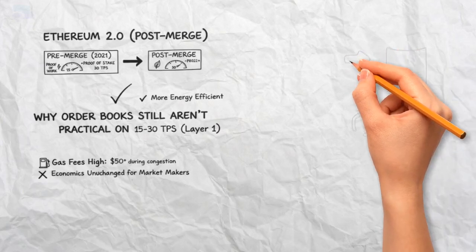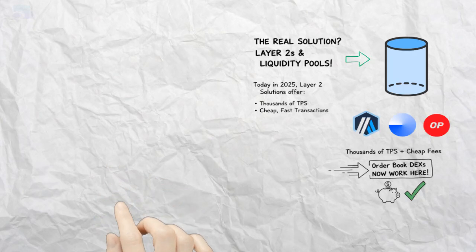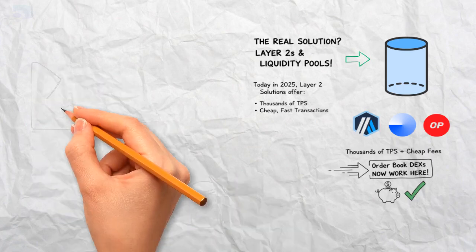Today in 2025, we have Layer 2 solutions like Arbitrum, Optimism, Base that process thousands of TPS with cheap fees. Some order book DEXs now work there, but liquidity pools remain dominant because they offer unique advantages.